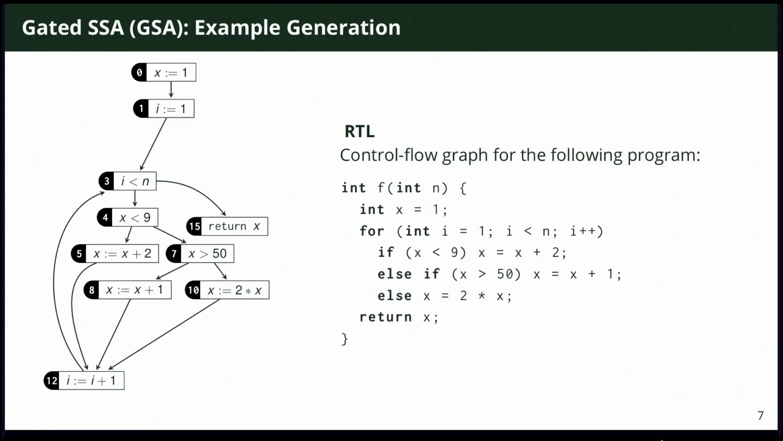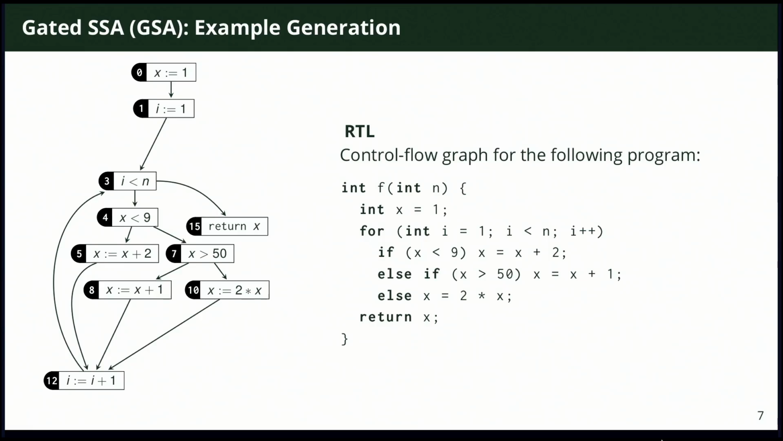So now I'll just go over an example of a translation from SSA to GSA to get an idea of what that looks like. So we'll be working with this kind of control flow graph. So this is an RTL, which is one of the intermediate languages of CompCert. And here the structure is relatively simple. We have one loop and then a lot of branching inside of the loop.